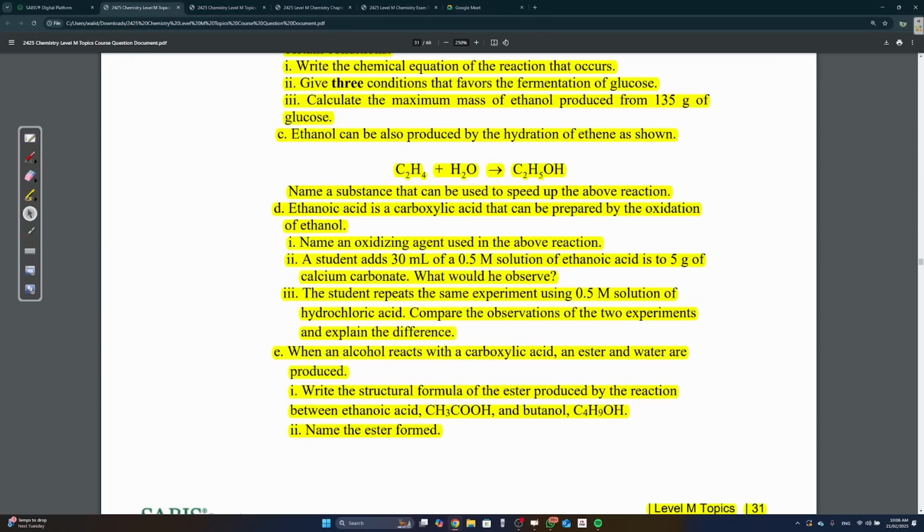Ethanoic acid is a carboxylic acid that can be prepared by the oxidation of ethanol. Name an oxidizing agent using the above reaction. What can you use? You can use, remember, KMnO4. Okay. Or you can use K2Cr2O7. What's the names of each one? KMnO4 is potassium permanganate. I forgot what it's called actually.